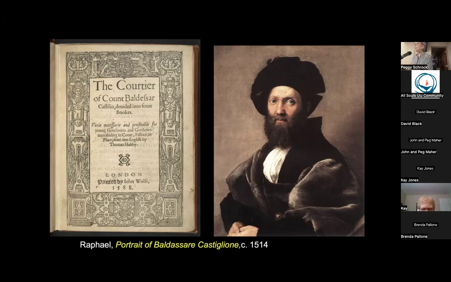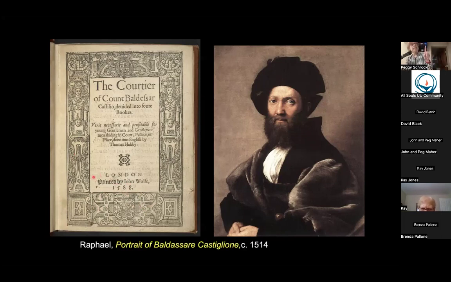He wrote this book about court life, and it's based on court life in Urbino at the court of the Duke. And it's a kind of etiquette book. It's a kind of behavior manual. It's how a courtier should behave, how an elegant person should behave. And I love the book here. This is actually the first English printing of the Courtier, which was printed in 1588. And we can read it here.